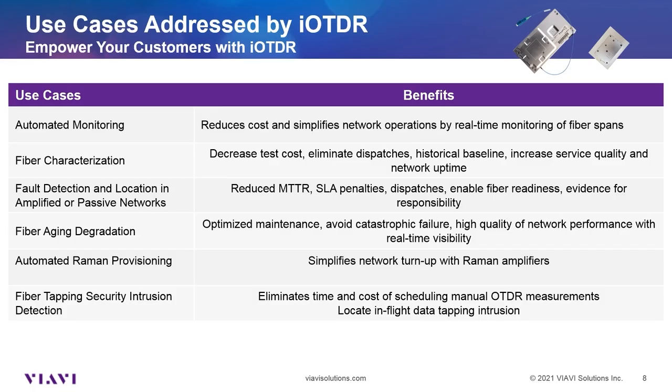So we can reduce outages, we can reduce the length of outages, we can eliminate SLA penalties by preventing long outages with our customers, and we can optimize maintenance. So that allows us to make sure the customer has a very high quality of network service. These are your end customers, of course.